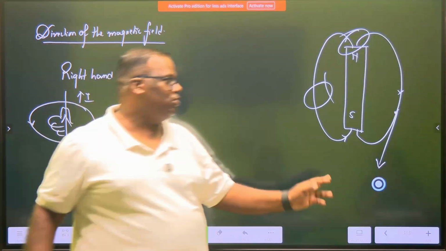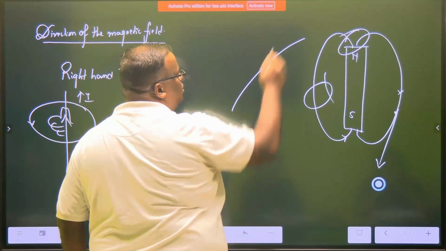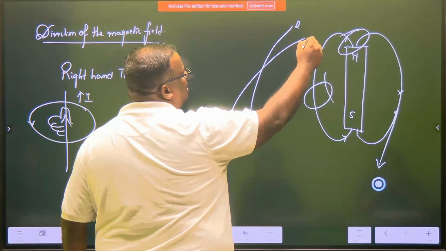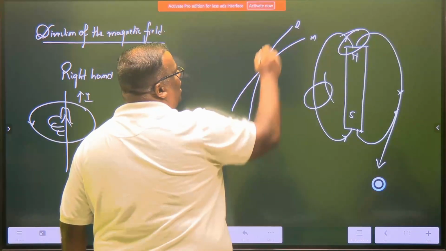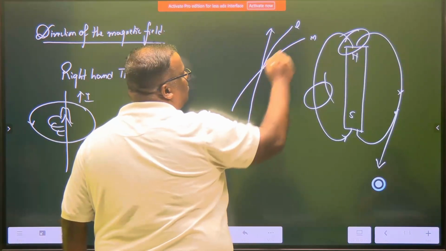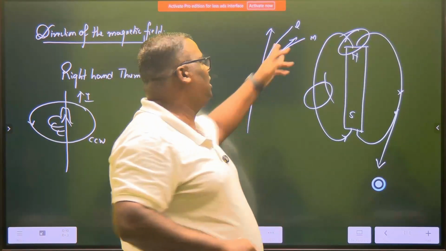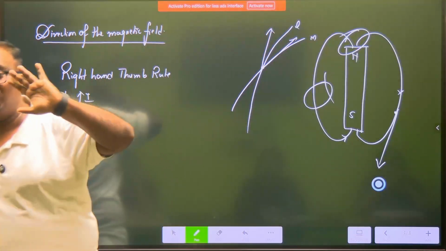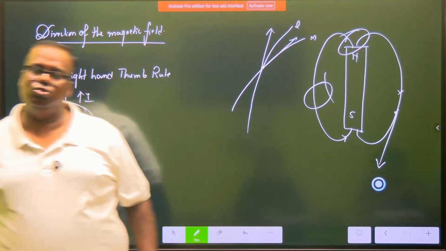No two lines cross over, because if two magnetic field lines used to cross over, say this is line L and this is line M, then for L I will have a direction here, for M I will have a direction here, meaning one point having two directions, which is not possible. Therefore magnetic field lines don't cross each other.